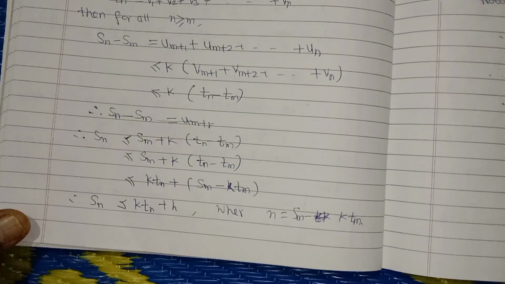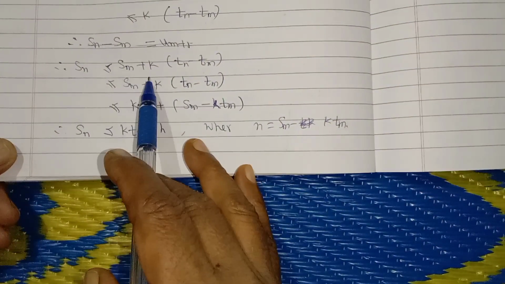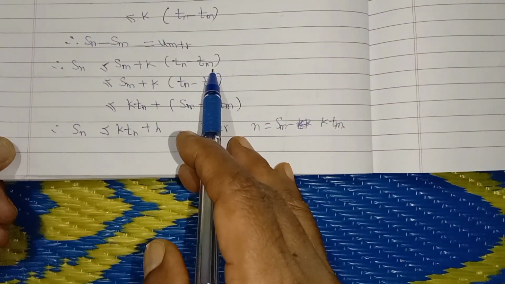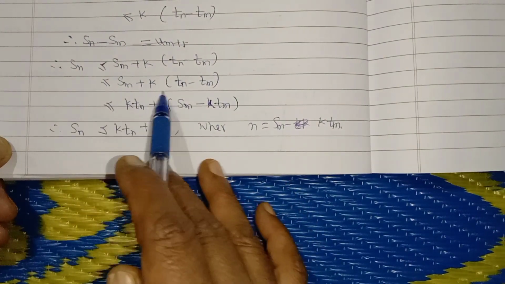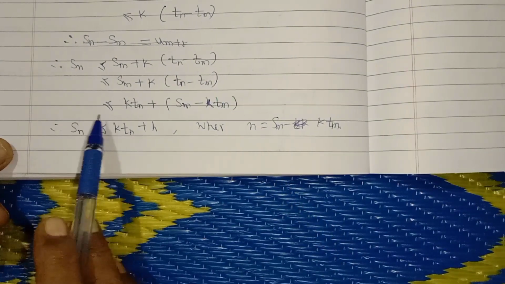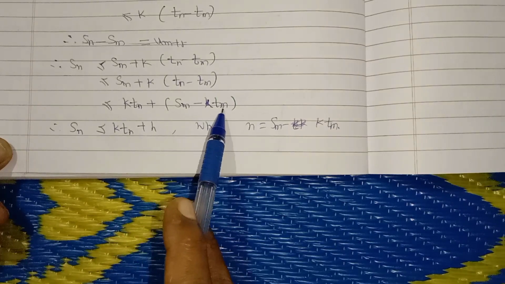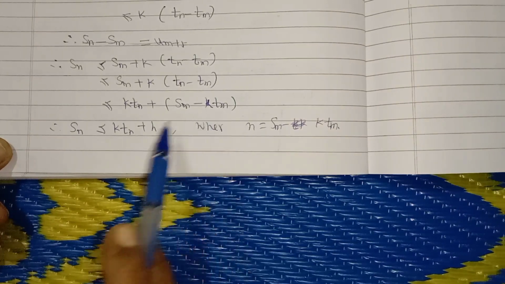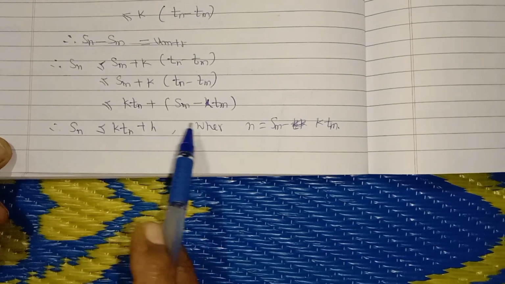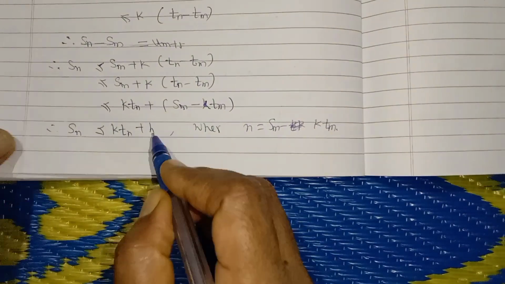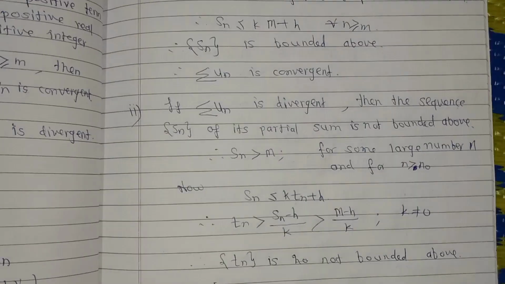Hence Sn is less than or equal to Sm plus k into bracket Tn minus Tm. Hence Sn is less than or equal to k into Tn plus Sm minus k into Tm. Hence Sn is less than or equal to k into Tn plus N, where N equal to Sm minus k into Tm.